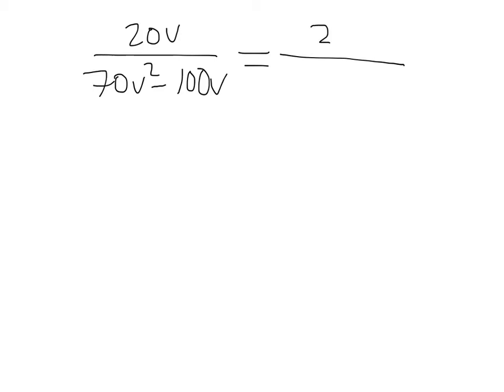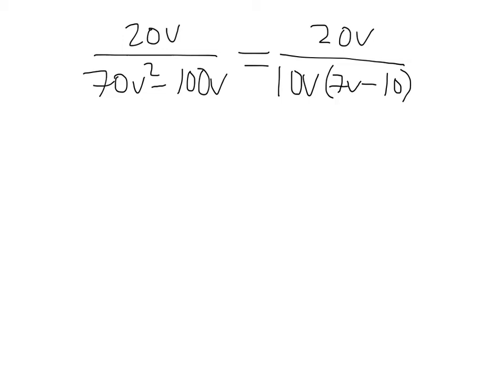Well, the numerator is just one term. I'm going to leave it as 20v, but the denominator can be factored. I can take out a GCF, greatest common factor. My GCF is 10v. 70v squared divided by 10v gives me 7v, so that's left. And then 100v divided by 10v is just 10, so we're subtracting 10.